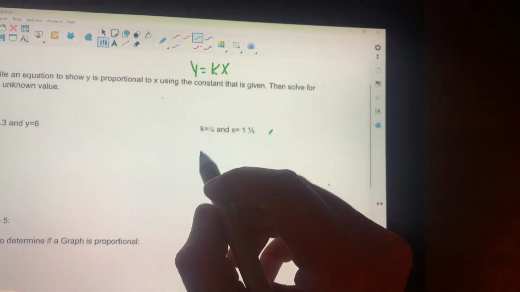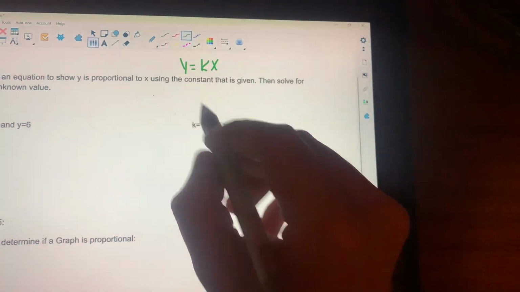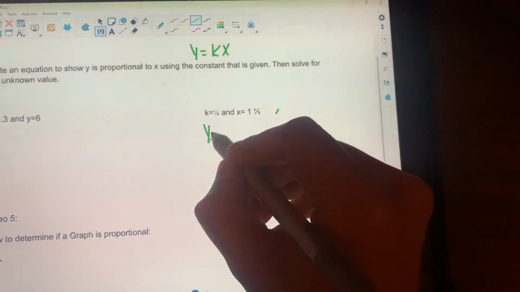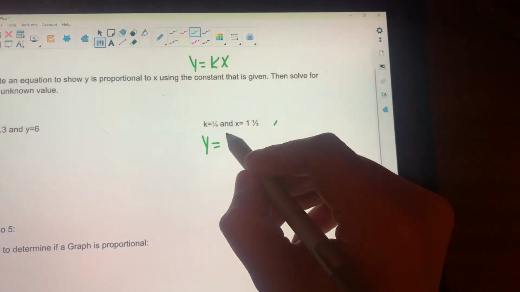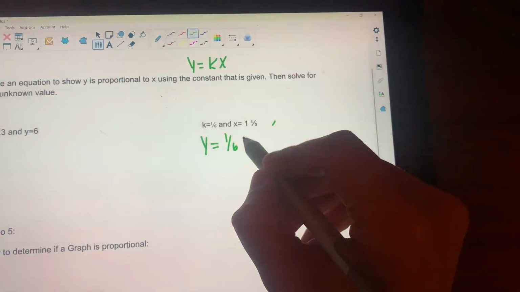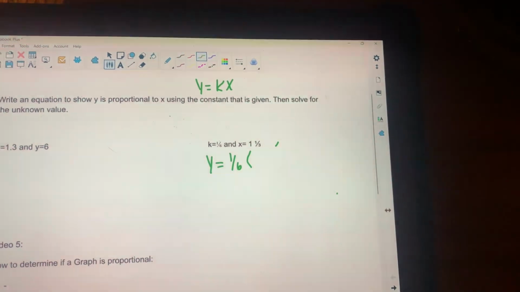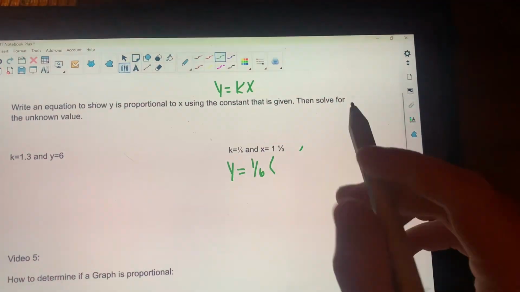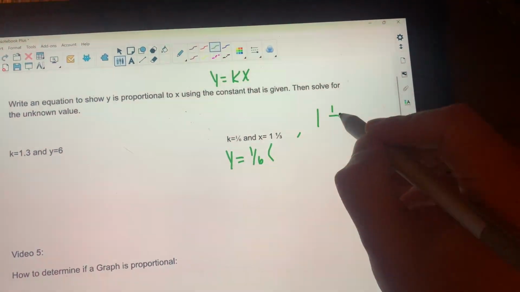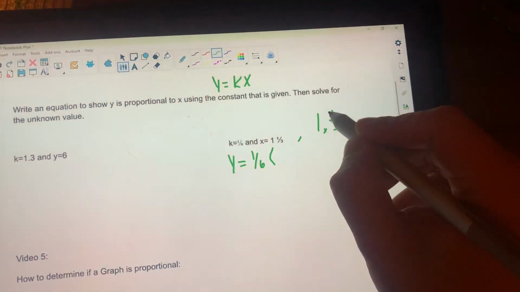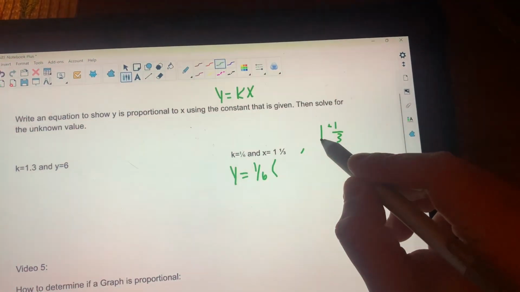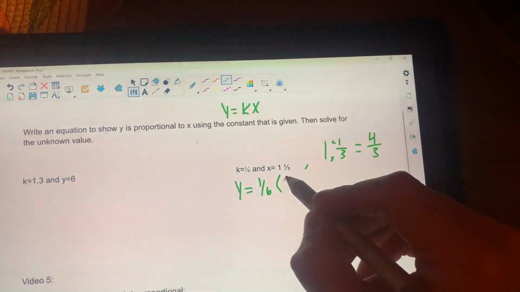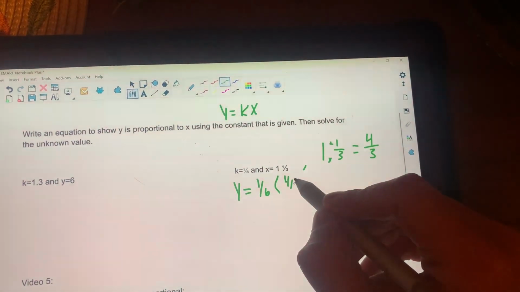Okay, so on this one, we're going to do the same thing, y equals kx. So I don't know my y value yet because I'm given the k and the x. So I go y equals, k is 1/6, and I multiply that by 1 1/3. Now I want to make 1 1/3 an improper fraction, not a mixed number. So to do that, I go 1 1/3. I multiply here. I add, so 3 times 1 is 3. Add 1, it is 4 over 3. So I have 1/6 times 4 over 3 now.